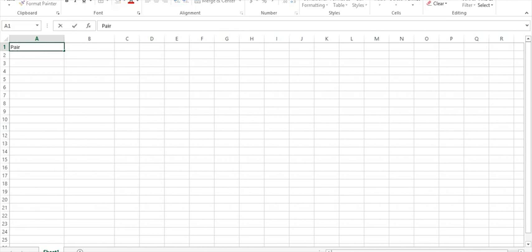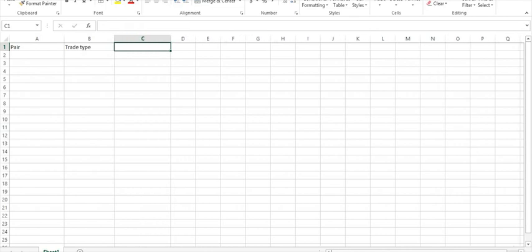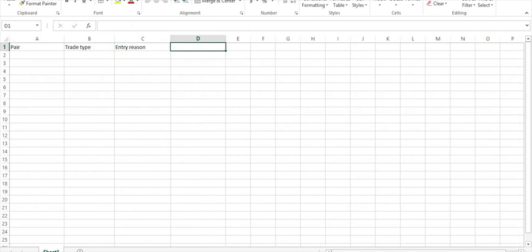First one is pair. We want to know what currency pair we backtest. Next one is trade type. Next one is entry reason. The next one is entry date.